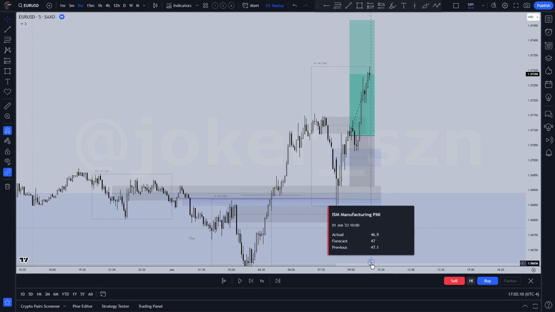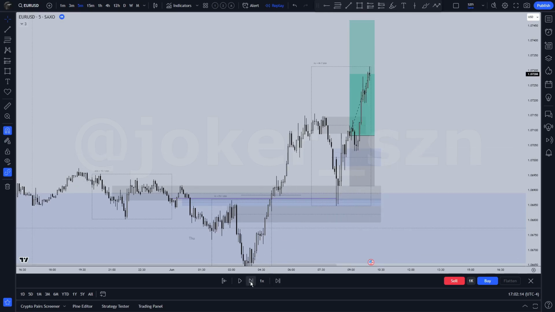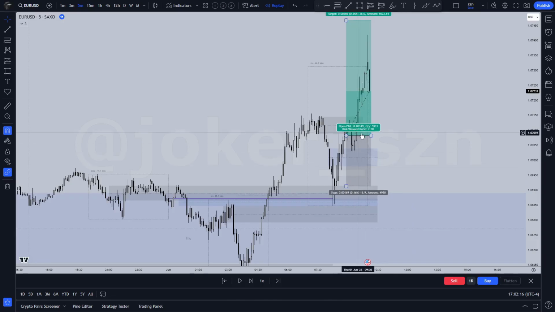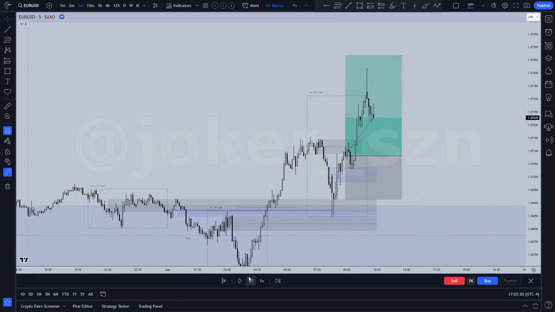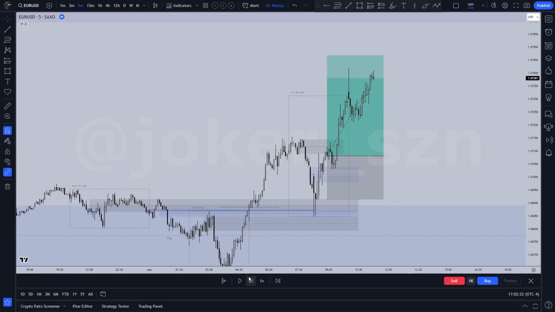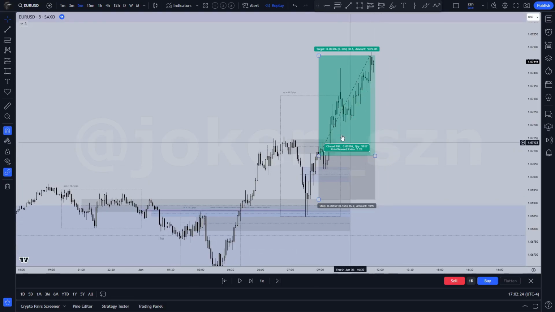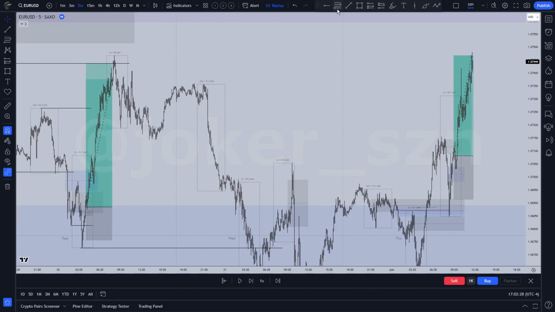And there we go. We also have PMI at 10 a.m. So we want to see PMI pushing price higher now, right? And there we go. We have now traded into those highs here as well.